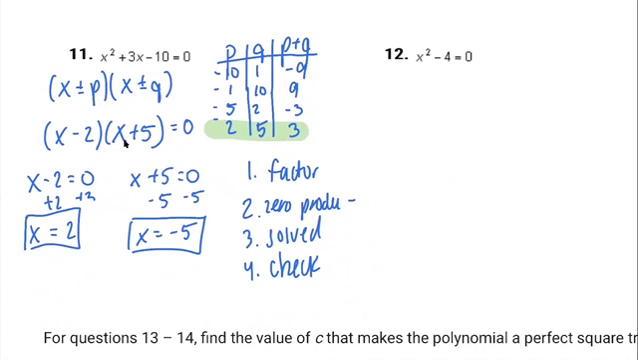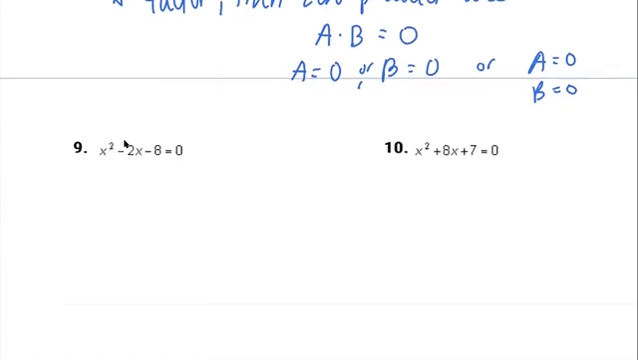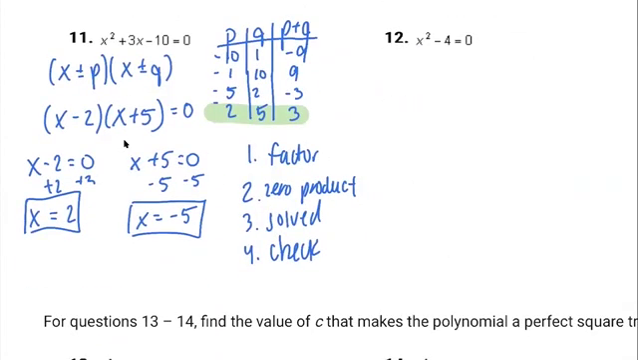Any questions on this one before we keep going here? So again, if it says solve, or find the solutions, you're trying to figure out what x is equal to in this equation. The steps are factor, use the zero product rule, solve, and then check. And by solve, I mean do the mathematical operations to get x by itself.